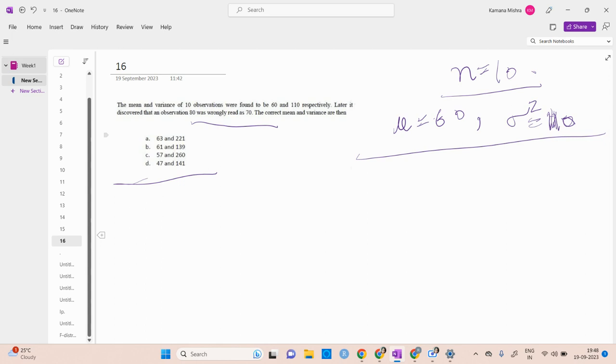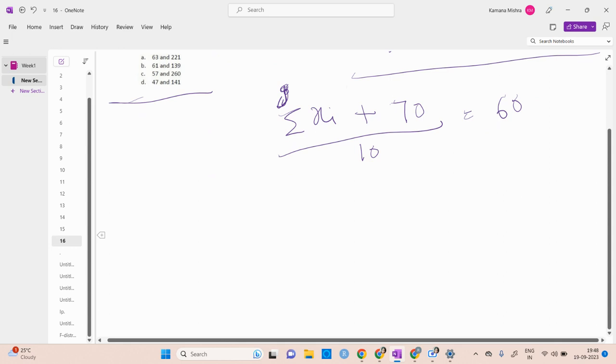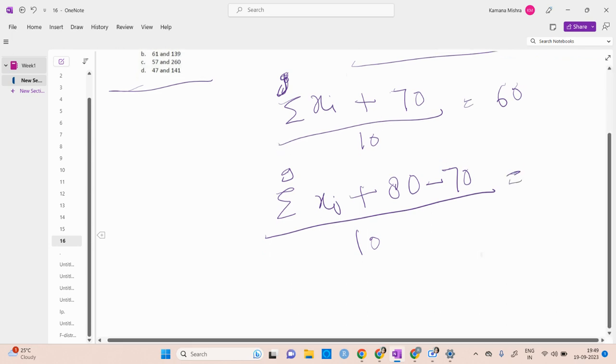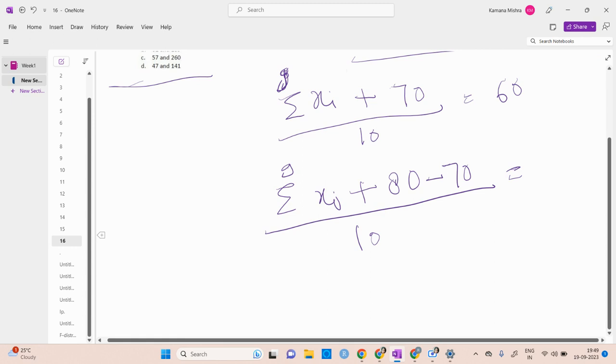So for the mean, let's just say this is the last value. Up to x9, you have the values which were right, plus 70. When it was 70, the mean was 60. Now we want to find what will happen when it will be 80. So we are adding 80, and we are removing this 70. This is the change we have done. So summation xi by 10, it will be what?